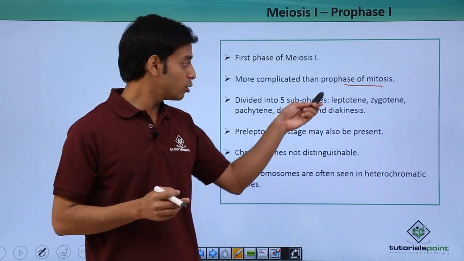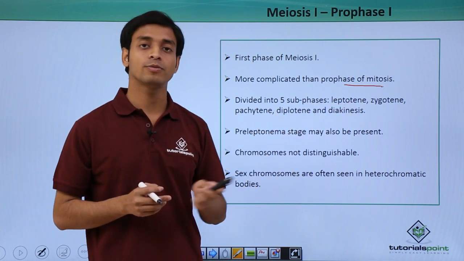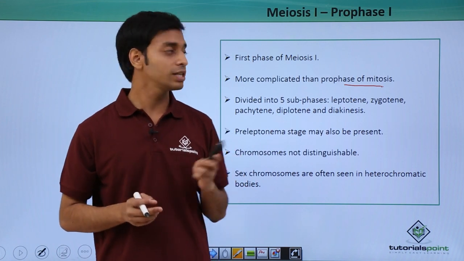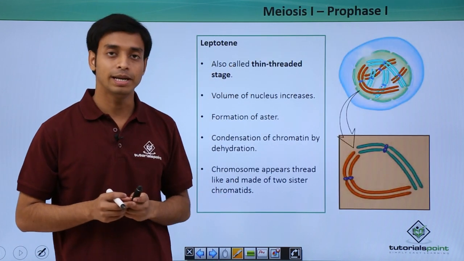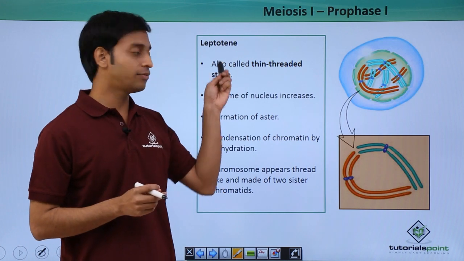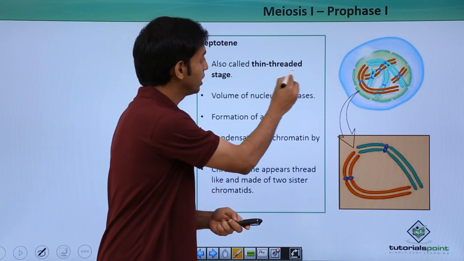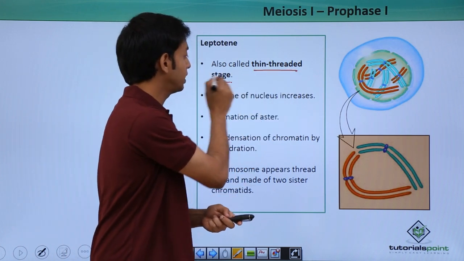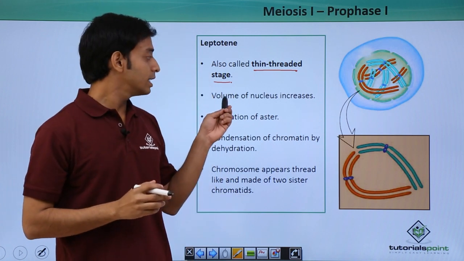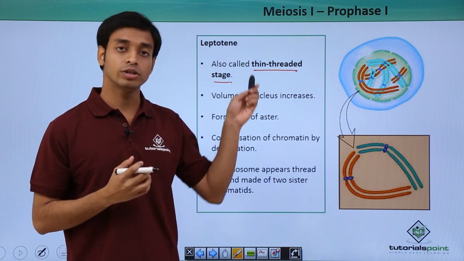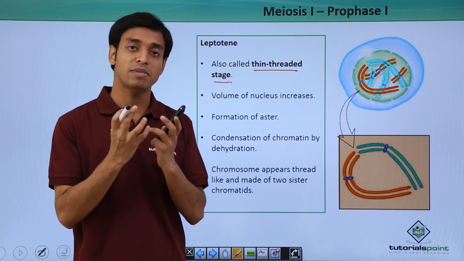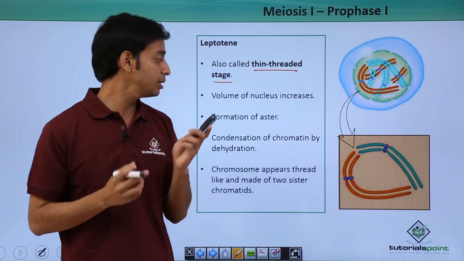Now, we are going to discuss all these 5 subphases of Prophase I in detail. So, first let us start with the phase known as the leptotene. So, leptotene, this is the first stage. This is also known as the thin threaded stage, right? The volume of the nucleus increases. So, in this stage, the volume will increase. The mass of the nucleus is also increasing gradually.